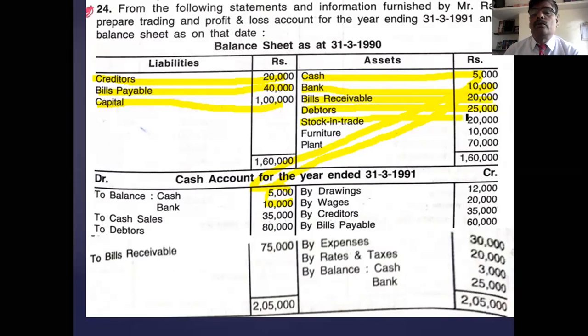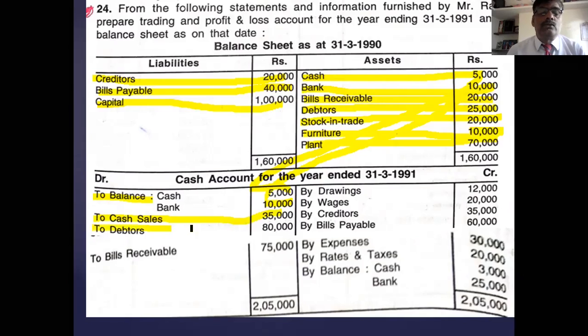Stock in trade goes to trading account debit side, opening stock. Furniture goes to balance sheet asset side. Plant goes to balance sheet asset side. Like this you have to remember. Then come to the cash book. Opening balance is taken from the opening statement of affairs. Already I explained it. Then cash sale goes to trading account credit side, by sales.